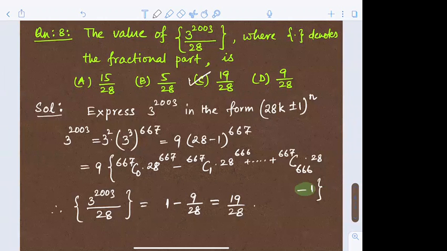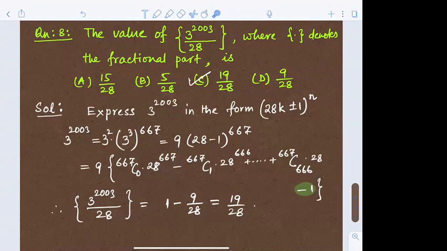This is the idea for finding fractional part or even finding the remainder. If it was asked, what is the remainder when 3 power 2003 is divided by 28? Your answer should be 9 into minus 1, that is minus 9. But remainder cannot be negative, so it should be 28 minus 9, that is 19. So whenever they're asking about remainder, we have to take this numerator part only, 19. And whenever it is asked about the fractional part, you have to take the whole thing, 19 by 28.